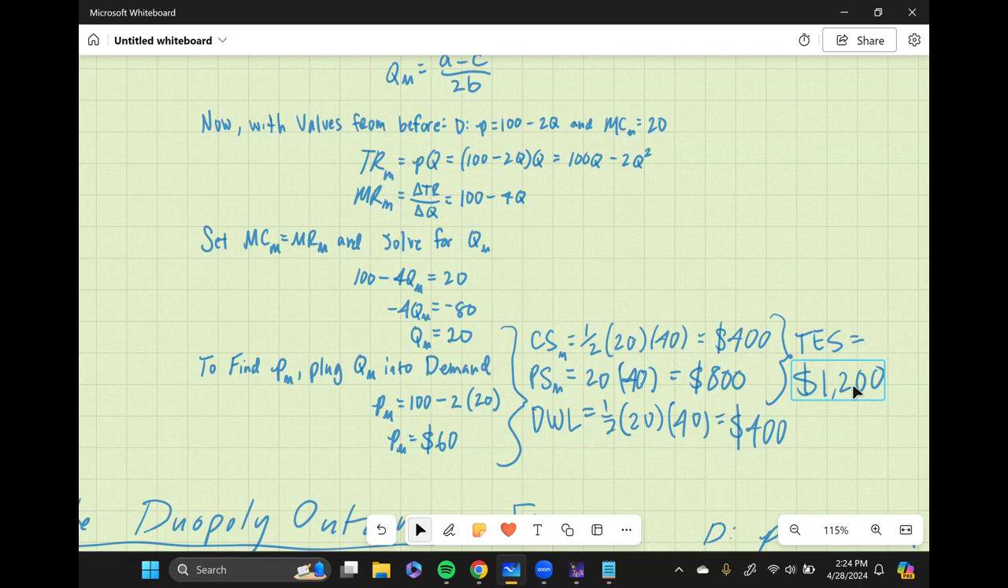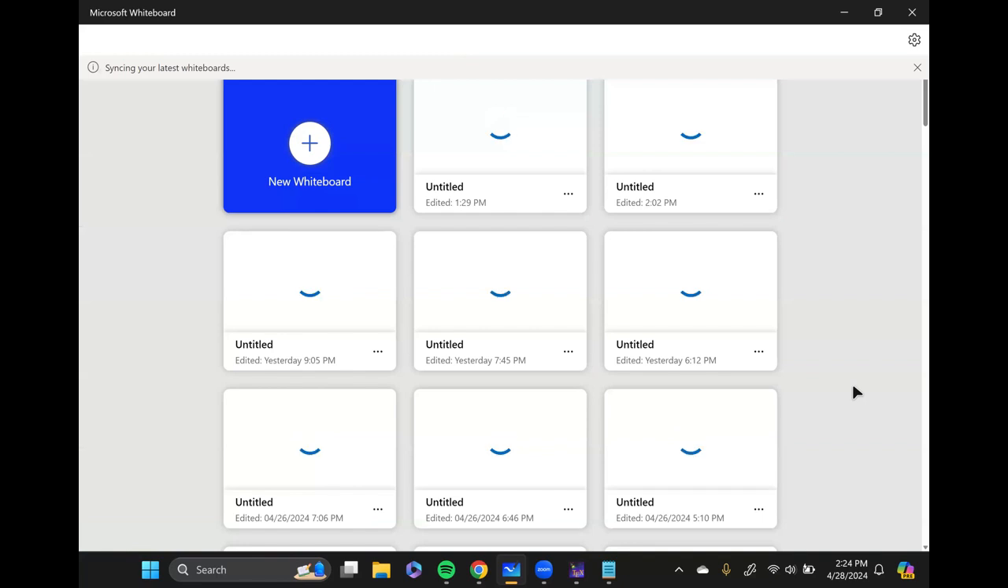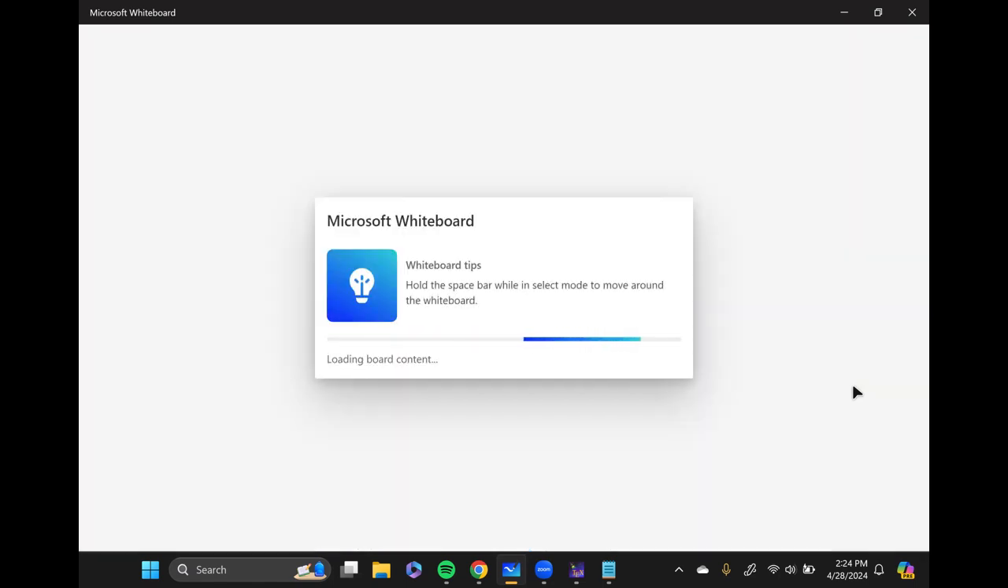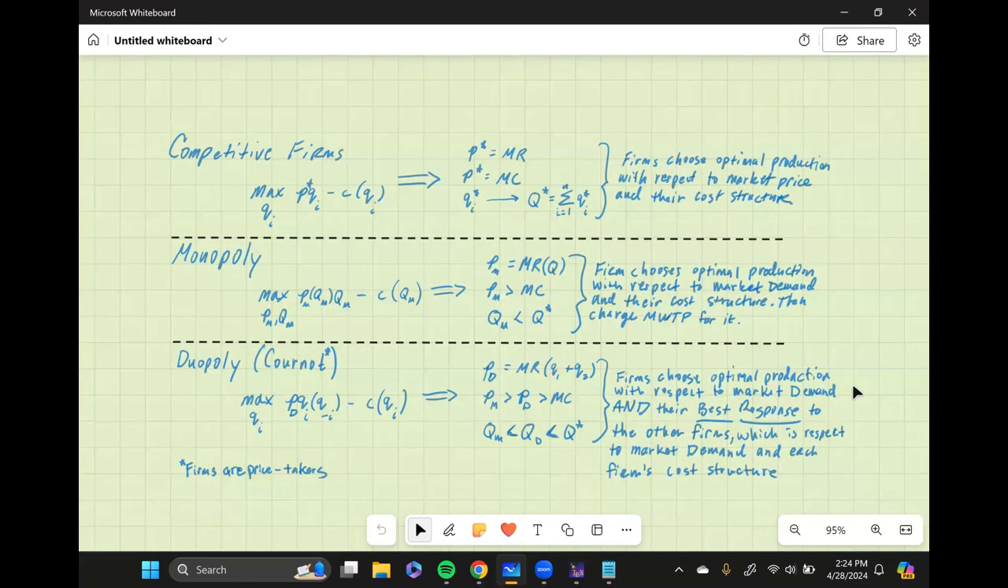Okay, and then the last market structure that we're going to discuss is the duopoly, which again is a form or a type of an oligopoly. Now, again, the math is what distinguishes it here beyond the definition. So now, what is a Cournot duopoly? A Cournot duopoly is a duopoly where the firms compete over quantity.